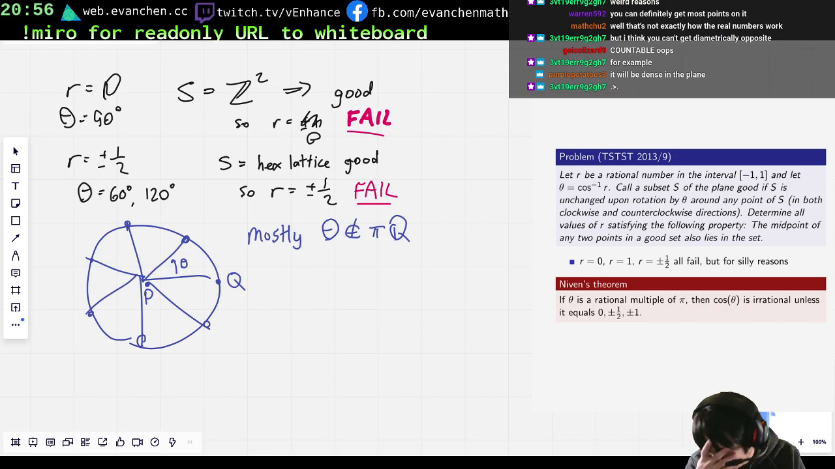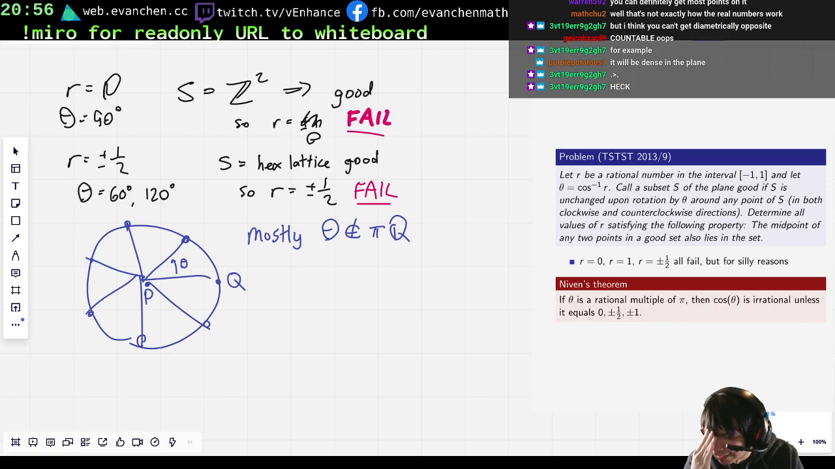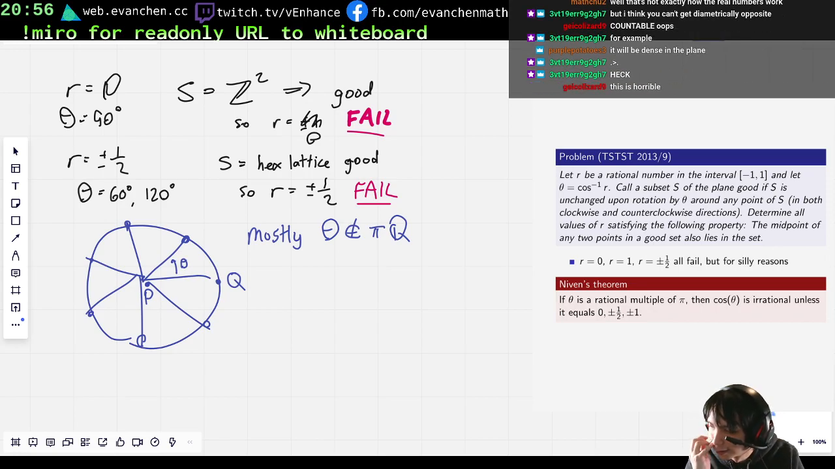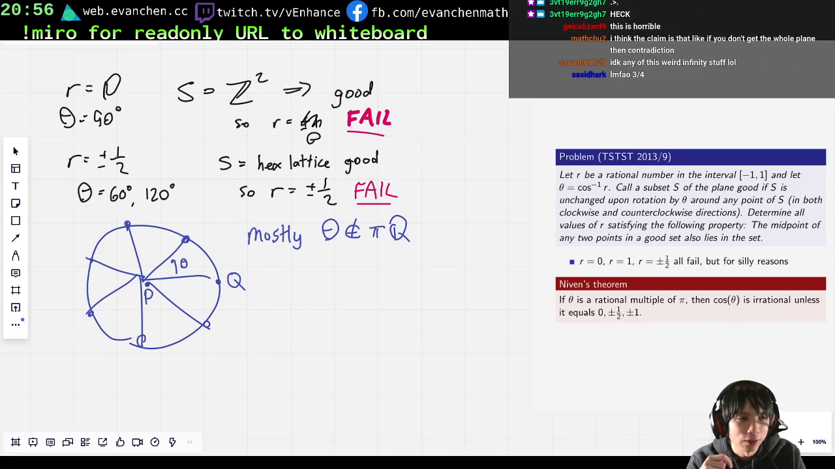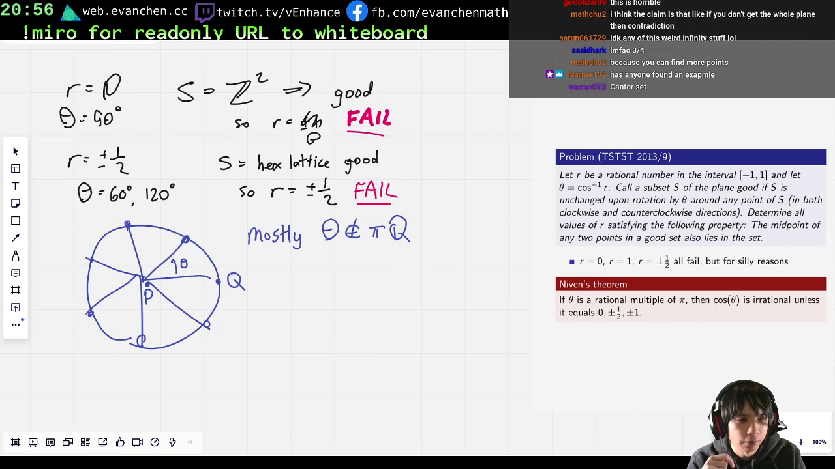So I just have a really hard time imagining a good set that isn't the whole plane. It will be dense in the plane. Actually, I believe that. If you don't get the whole plane, then contradiction. No, I disagree that you get the whole plane.